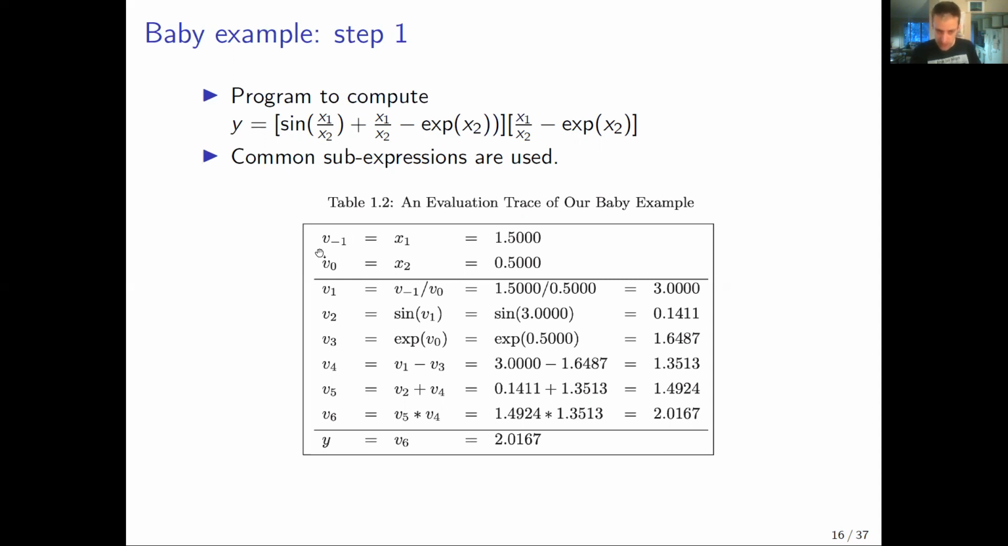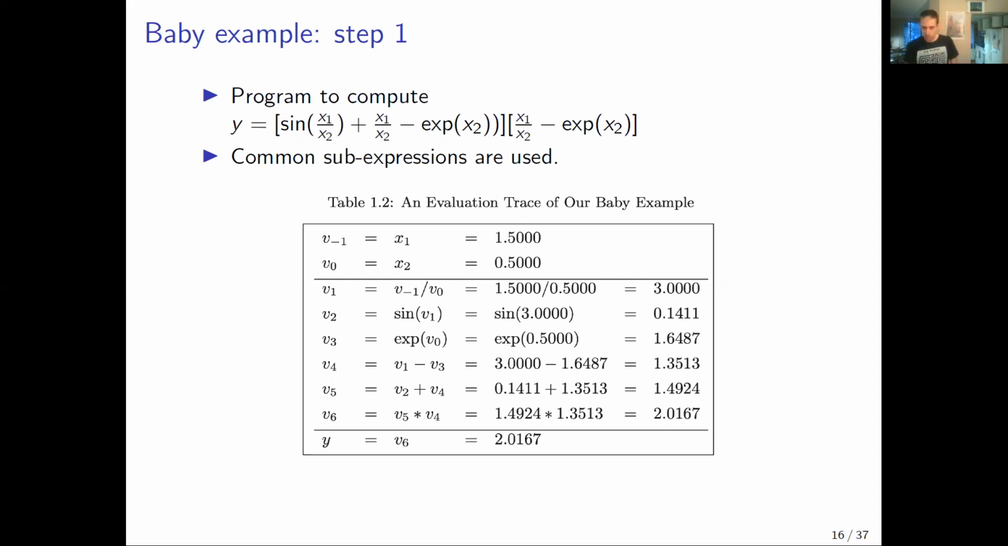So they start by assigning intermediate variables v negative 1 and v0 based on x1 and x2. And then they just apply a sequence of elementary functions, one after the other, to compute all the relevant intermediate variables. And at the end, they get the output y using intermediate variable v6. And you can verify that this evaluation procedure does in fact compute this mathematical expression at the top.